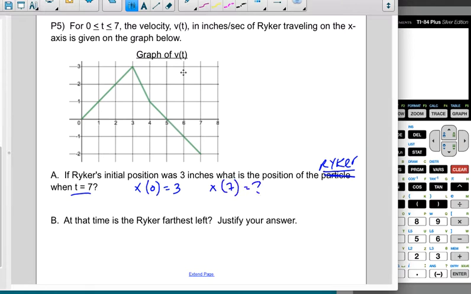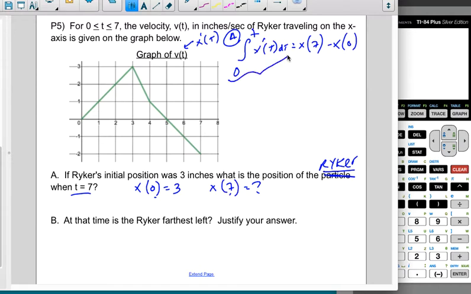So the first fundamental theorem of calculus, because remember that v of t is the same as x prime of t. So for A, the first fundamental theorem of calculus tells us that if we integrate between 0 and 7 of x prime of t dt, I would get x of 7, which is the value I want, minus x of 0, which is a value I know. So I can find this area, right?